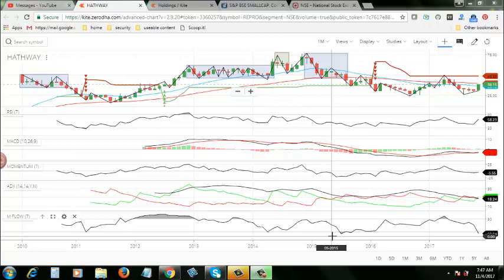Today we are going to do the technical analysis for Hathway Cable and Datacom. Hathway is the ticker name of the stock, so from here onwards we are going to use the word Hathway instead of Hathway Cable and Datacom.